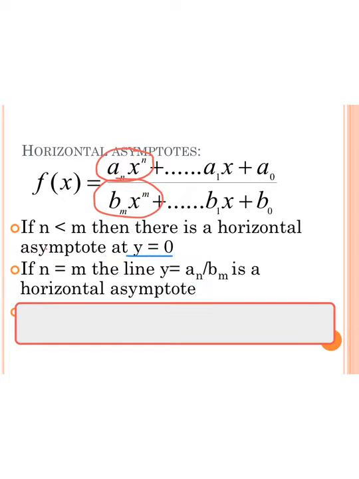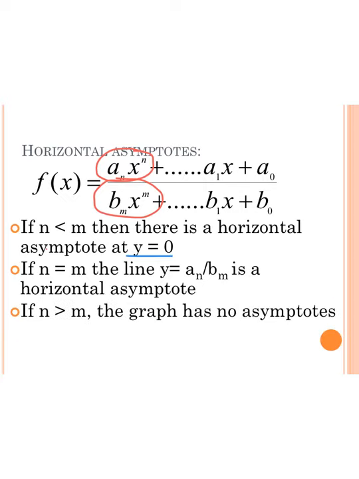For our second situation, if instead the degree of your numerator is equal to the degree of your denominator, then what your equation is going to be is whatever your coefficients are, or a ratio of them. And then for our last situation, if instead the degree of your numerator is larger than the degree of your denominator, then you have no horizontal asymptote. Instead, you have a slant asymptote, which we're going to look at later in the section.